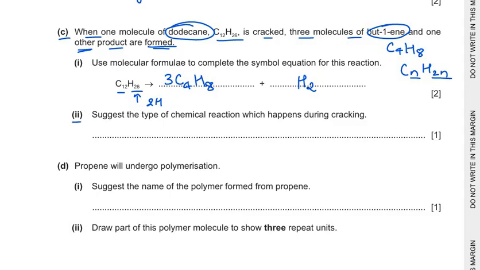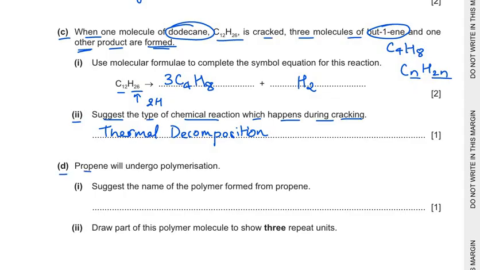Now the second part is suggest the type of chemical reaction which happens during the cracking. What is happening is the larger molecules are breaking down into smaller ones, so that's called decomposition. But if it's going on with the help of high heat, then it's called thermal decomposition. So the type of reaction here is thermal decomposition.